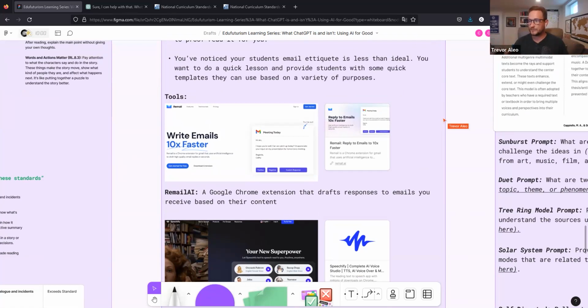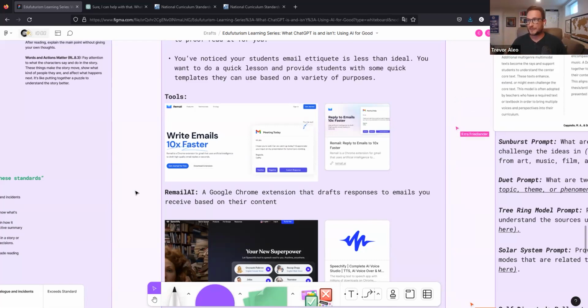So really quickly, 2 tools that you could potentially use. The first is called Remail AI, and this one is a complete automation where you can receive an email and Remail AI looks at the content of the email and creates a response. I've used it for a few emails, and for generic template emails, like you have a student, Mr. Aleo, I need an extra day on this assignment, it would respond in a way that's a little bit more in depth than just the 2-word template Gmail responses.